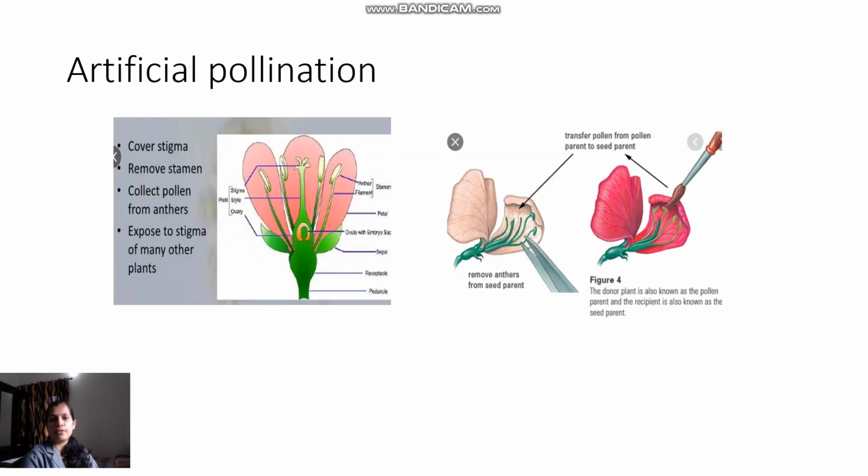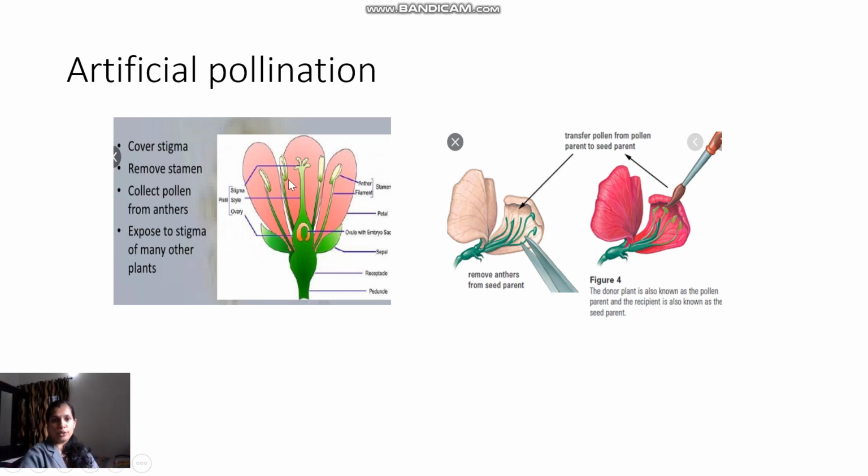And next is about artificial pollination. How is artificial pollination taking place? In some cases we know that both male and female parts are present, it's a bisexual flower, but we need to have a cross, or we need to have a hybrid. So here you can see the anthers, we are removing them by using plucking forceps, and we are inserting the anthers into the stigma of another flower of the same species. Okay, then we will get a new hybrid. So this is what? Artificial pollination.